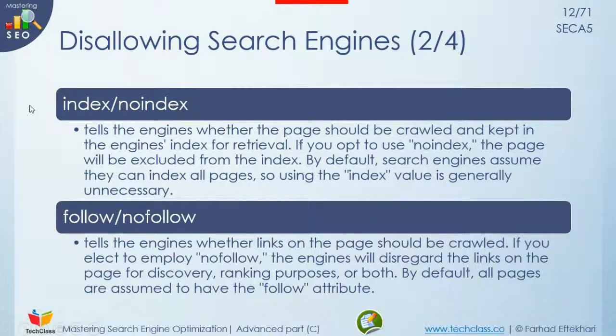And then we have these keywords of follow and no follow. Follow or no follow tells the engines whether links on the page should be crawled. If you elect to employ no follow, the engines will disregard the links on the page for discovery, ranking purposes, or both. By default, all pages are assumed to have the follow attribute. So when search engines are crawling your page, by having this follow and no follow keyword in those meta tags, you're going to tell the search engine crawler and bot to not go further on any links of your page if you select no follow.